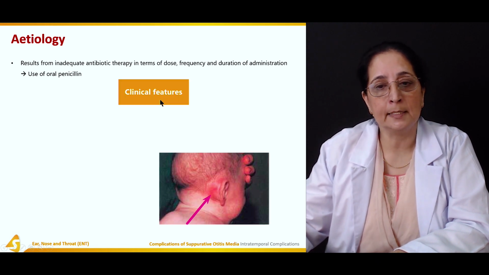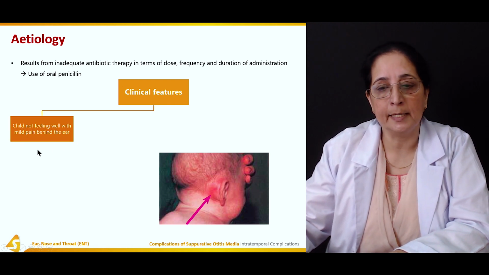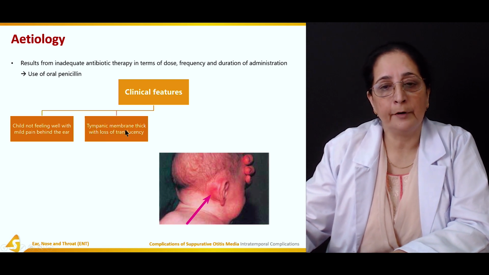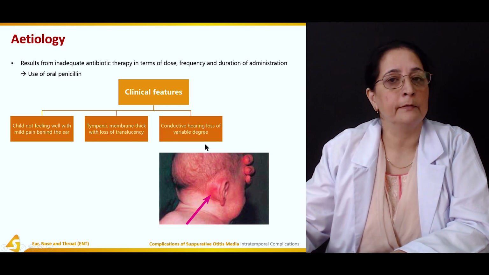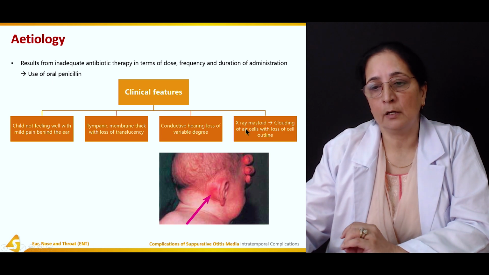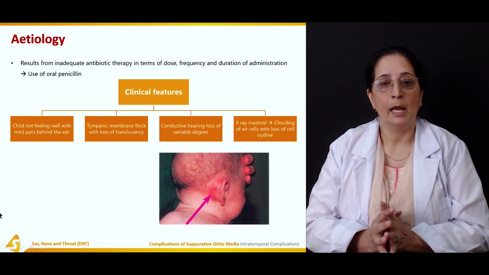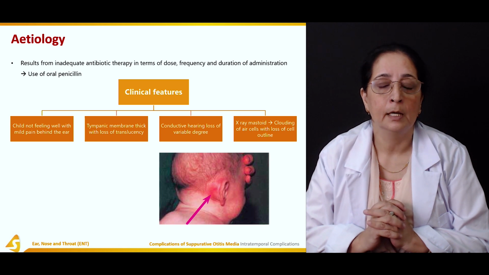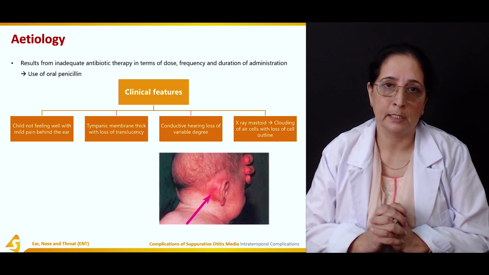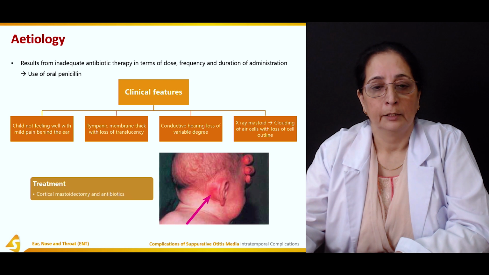Use of oral penicillin. Clinical features are child not feeling well with pain behind the ear, tympanic membrane thick with loss of translucency, conductive hearing loss of varying degree, and then X-ray shows clouding of air cells with loss of cell outline. So these are all the clinical features, and etiology is inadequate antibiotic therapy in terms of dose, frequency, and duration of administration.